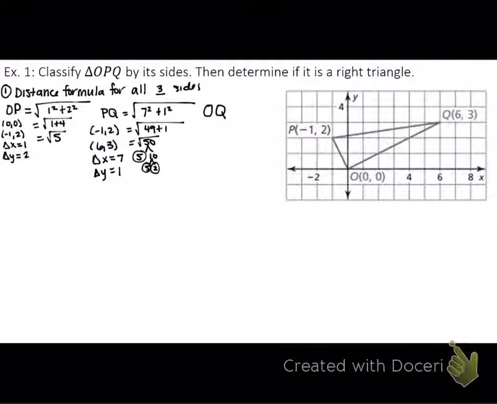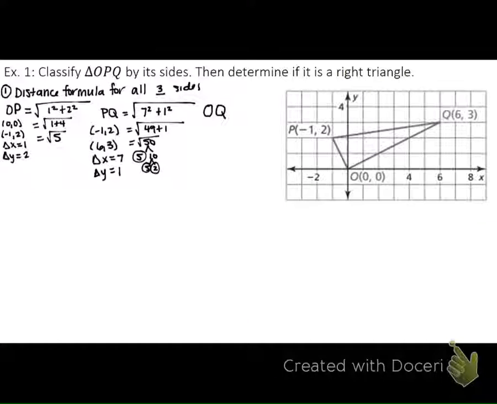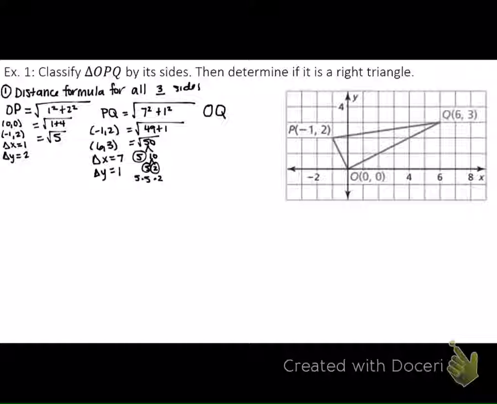What is that simplified? Who remembers how to do that? Katie? 5 square root 2. Good. So whenever we have a pair of numbers, that goes on the outside and the loner stays inside. So it has a length of 5 square root 2.